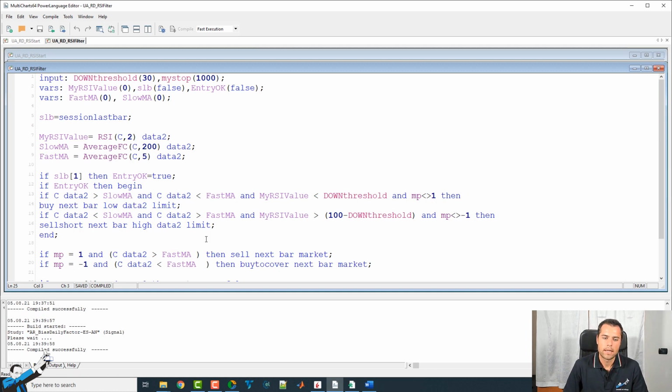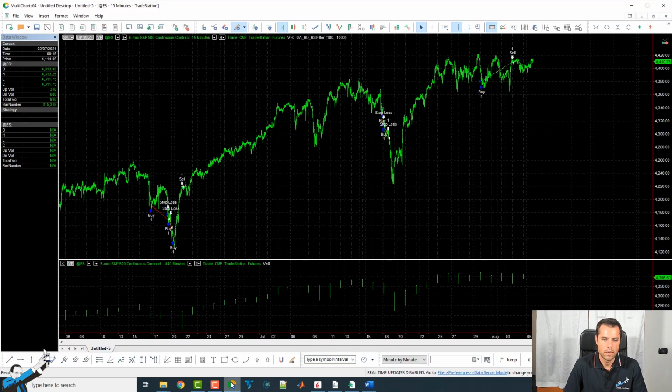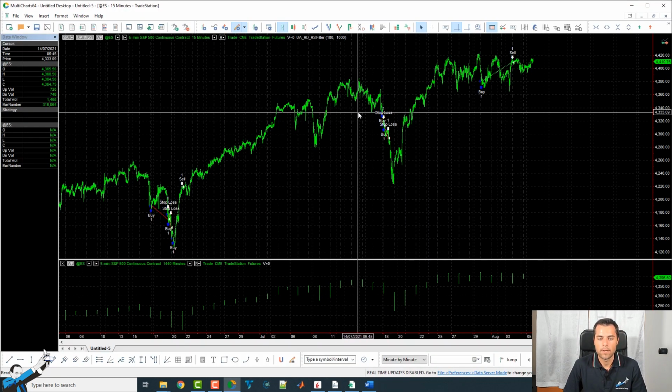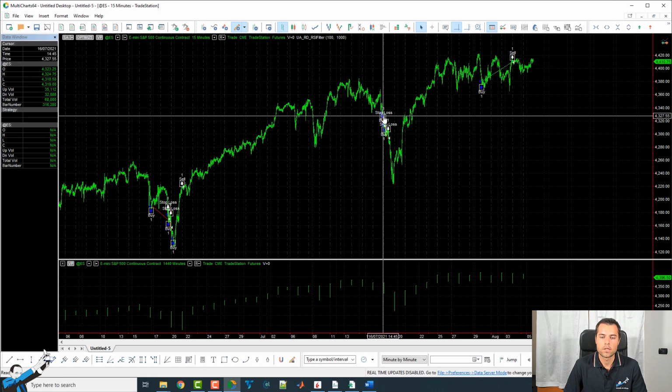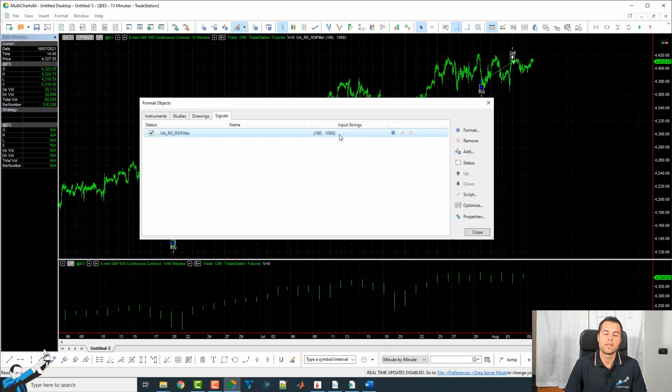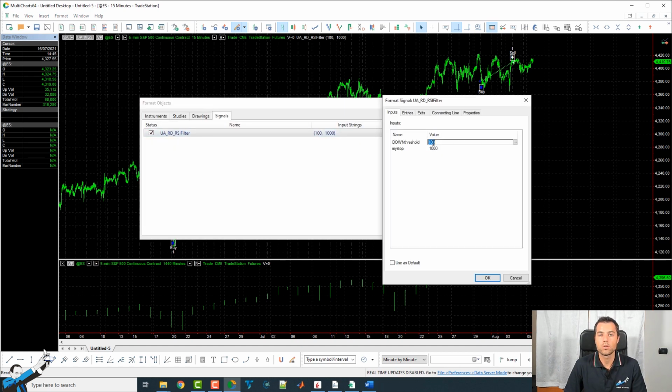To which market are we going to apply this strategy? We will try to apply it to the future on the Standard & Poor's 500 index, so the mini SP 500. So let's start by evaluating what the strategy will do if we set the down threshold input equal to 100 and the stop loss equal to $1,000.